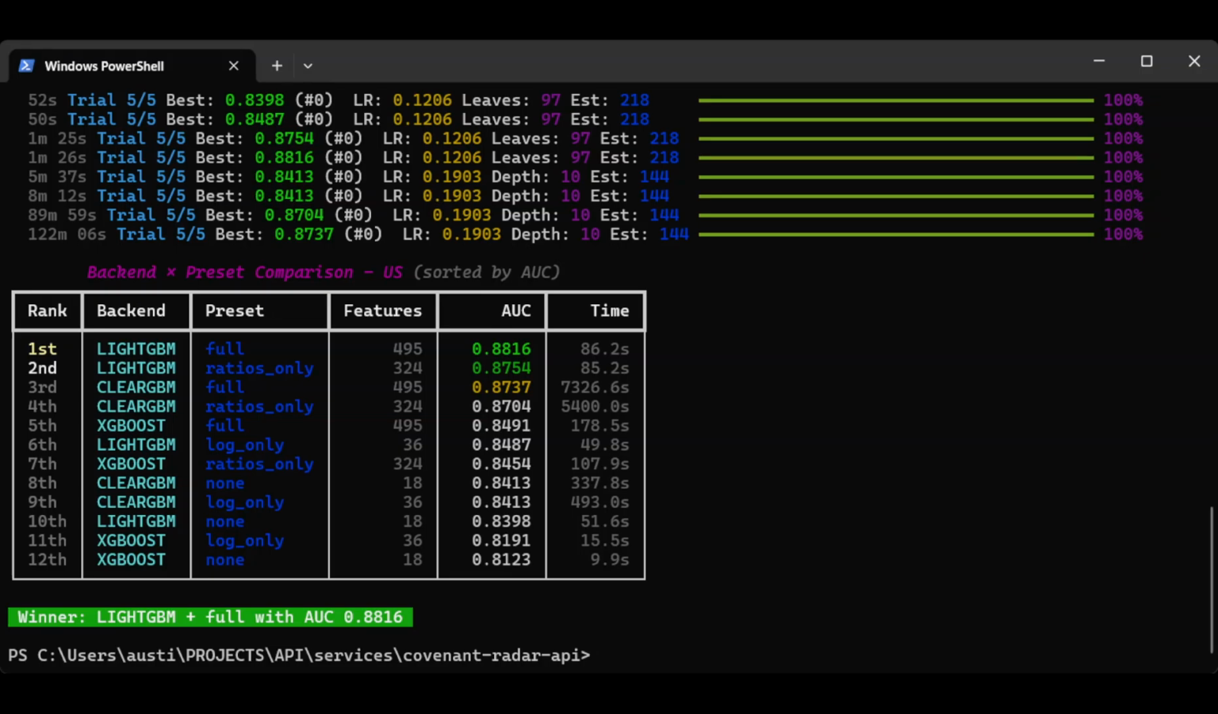Hi, my name is Austin Wagner, and I'm just here to talk about the library that I made from scratch called ClearGBM, or Gradient Boosting Machine. What ClearGBM is, it's a model that can be used by other training harnesses on tabular data.